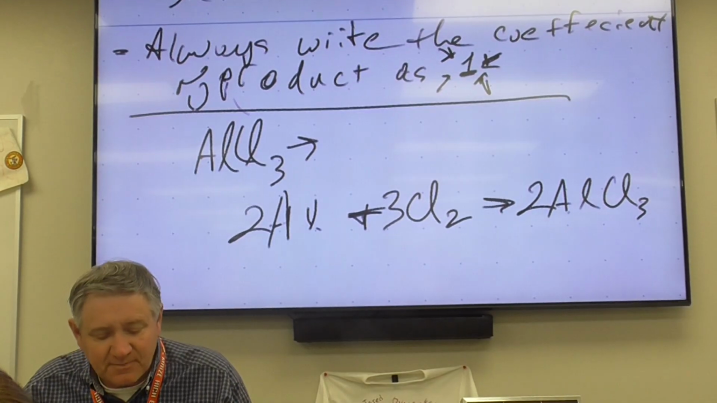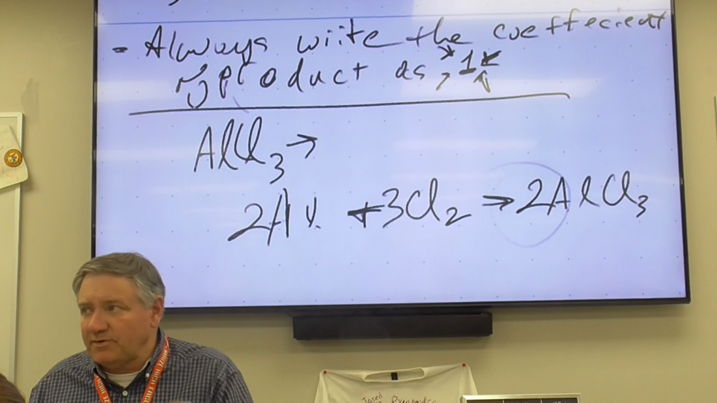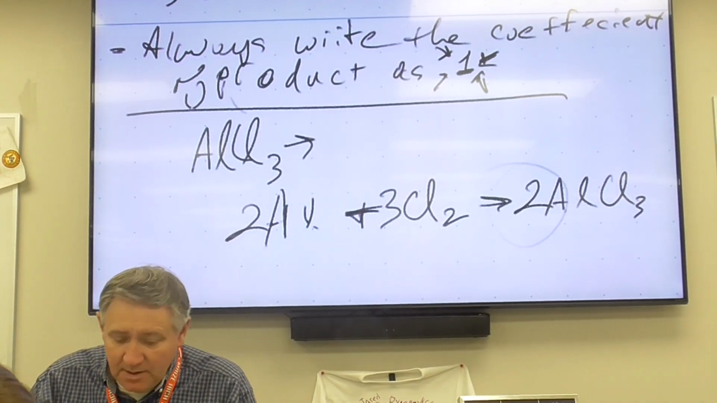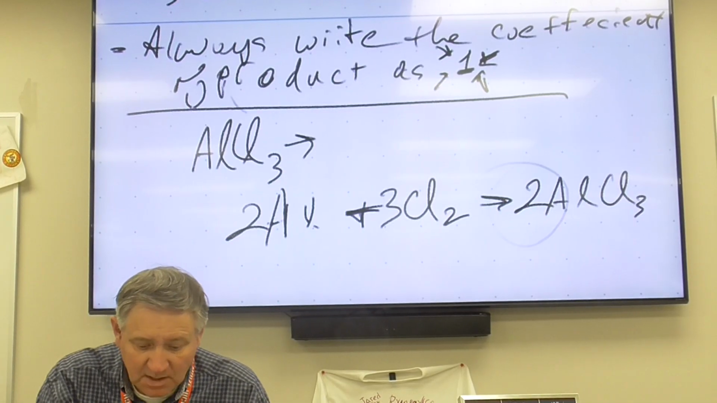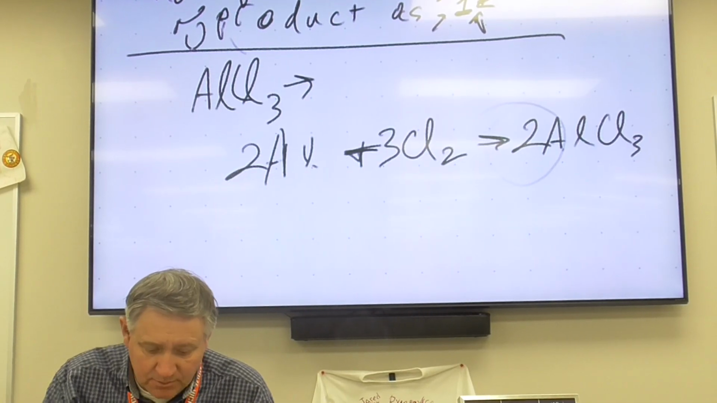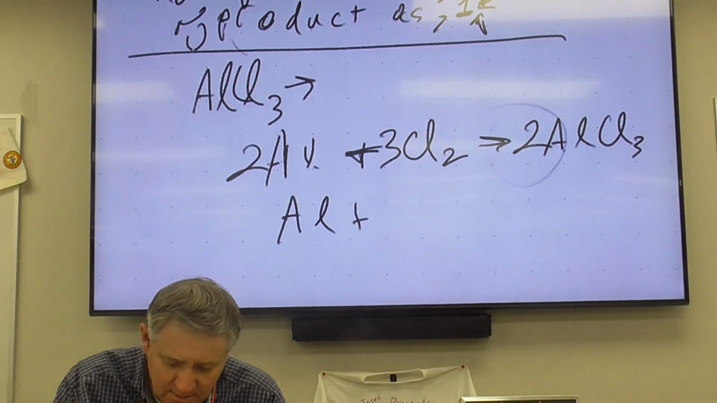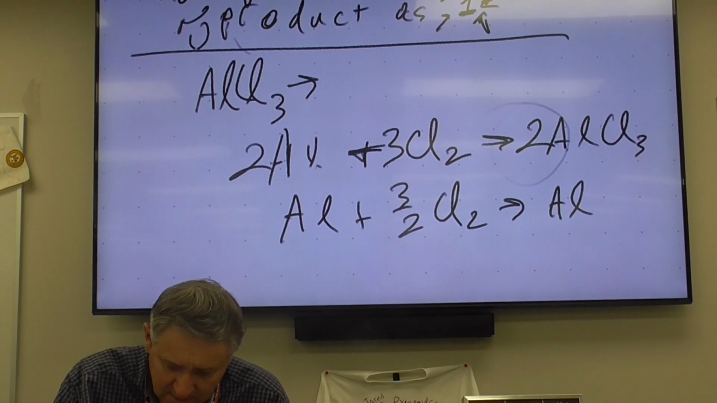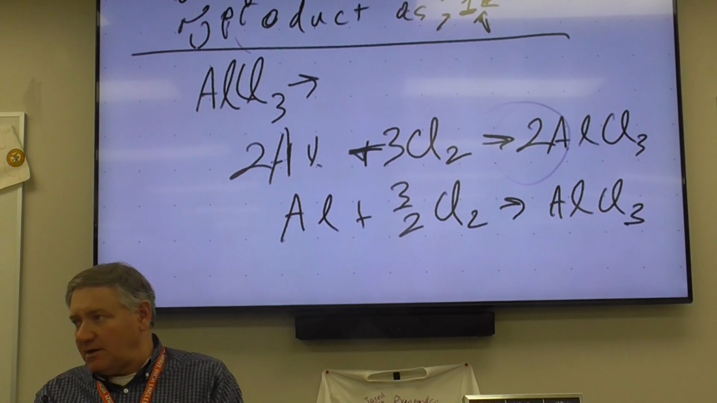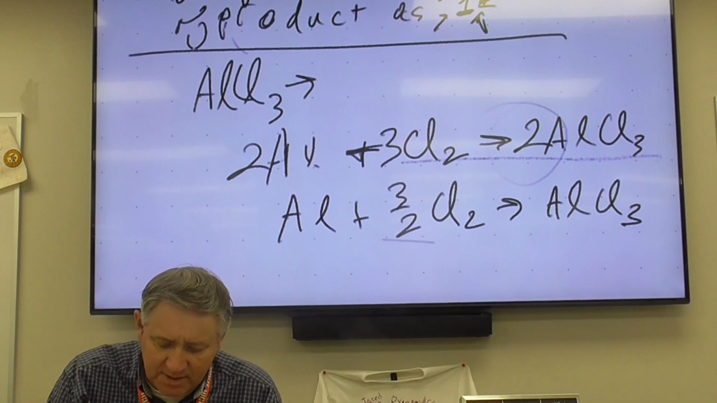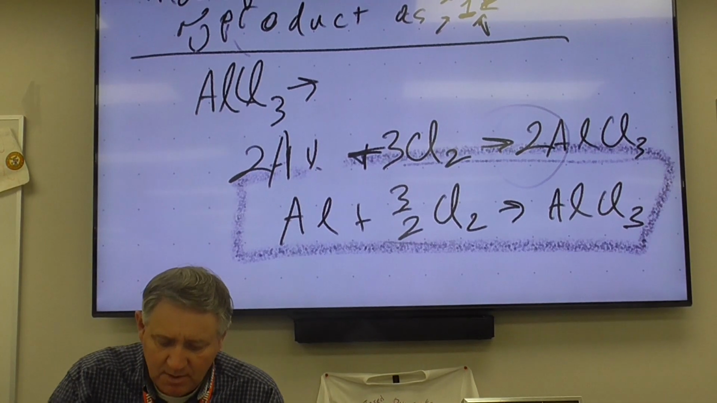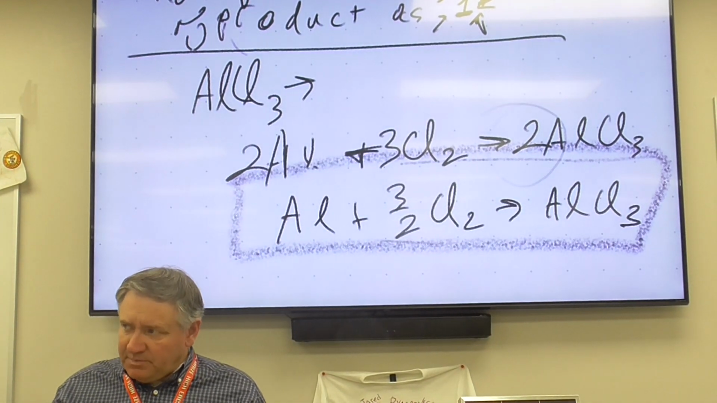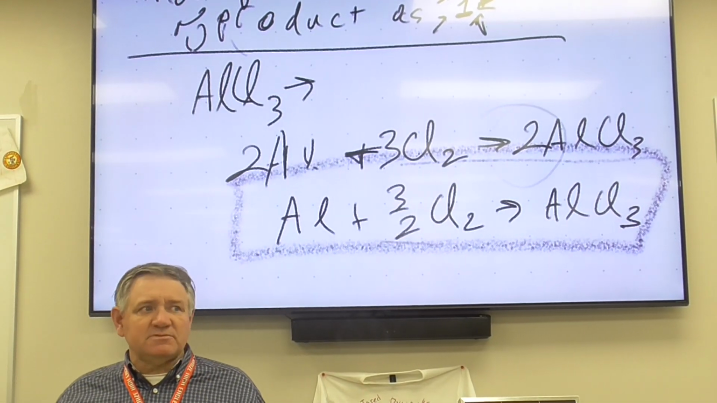So this is the equation. But I don't want a 2 in front of the aluminum chloride. I want that to have a coefficient of 1. So what are you going to do? Divide everything by 2. So this is Al plus 3 halves Cl2 yields AlCl3. Okay? So if you were asked to write the equation for the formation of aluminum chloride in terms of standard enthalpy of formation, you just write it in terms of what it is.